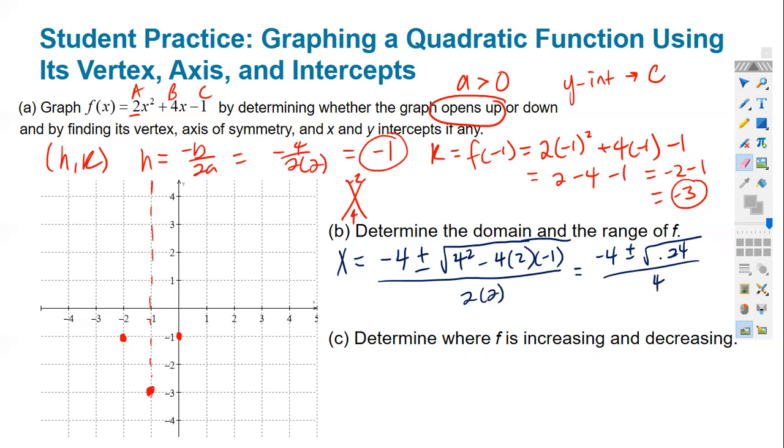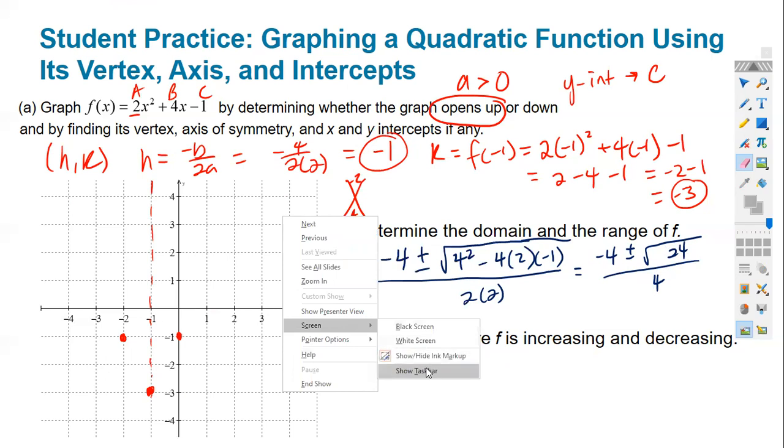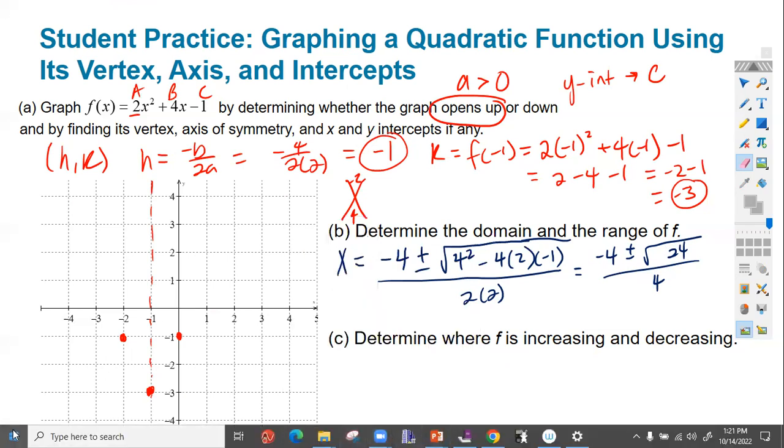Over 4. Okay, this right here is a decimal. What that tells me is that this is not going to be an exact value. So my x-intercept is going to be an approximation. Does that make sense? So I would have to use a calculator with a square root symbol to approximate. And you don't have to have a scientific, you just need a calculator with the square root symbol on it.